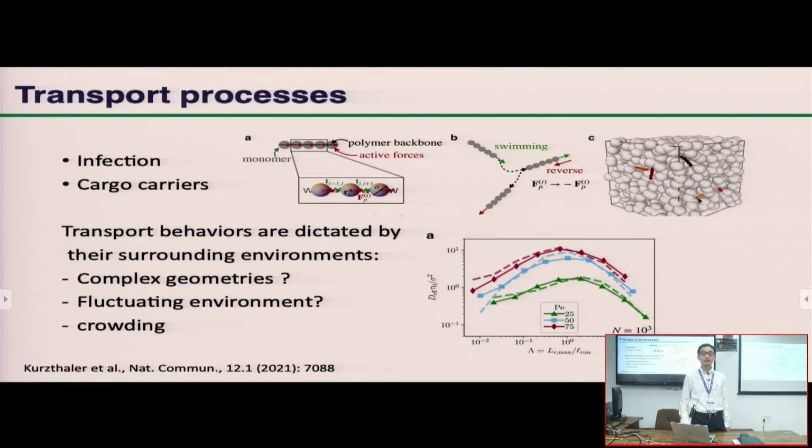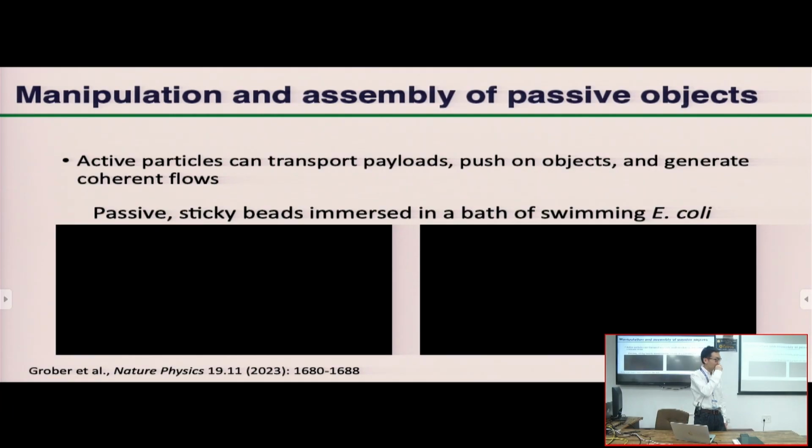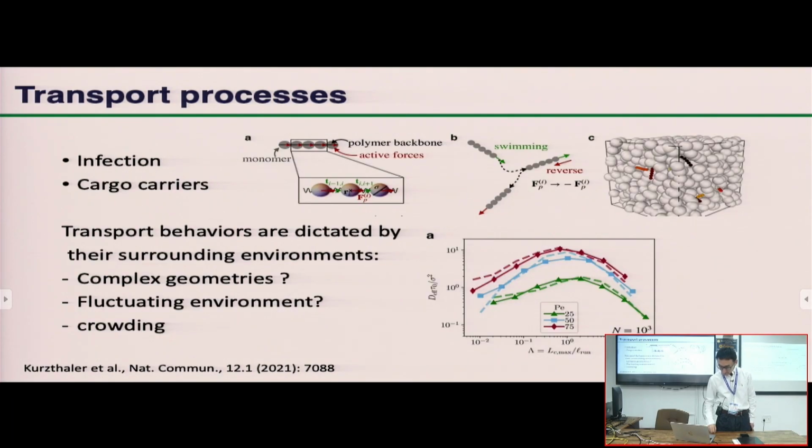Other comments? So if you consider normal passive particles, with no active particles, just normal dynamics of passive particles, is that problem solved, or do we have some inference from that problem?